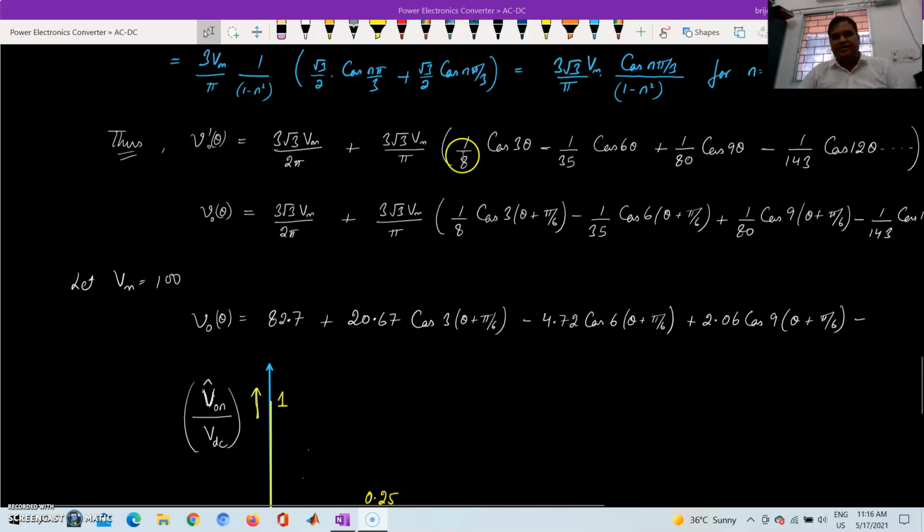So similarly we get 1 by 8 minus 1 by 35 plus 1 by 80 minus 1 by 164 and so on. It's like we are getting a positive, then negative, positive, then negative value. Now we can get the Fourier series expression for V0 theta by just shifting the value of theta by 30 degree on the left leading. So if I say cos of 3 theta over here, we will write cos of 3 theta plus 30 degree.